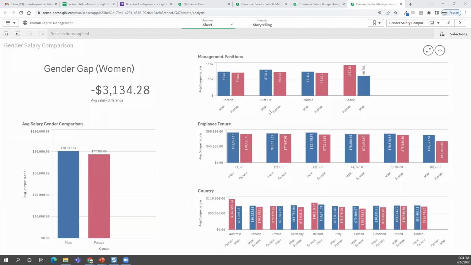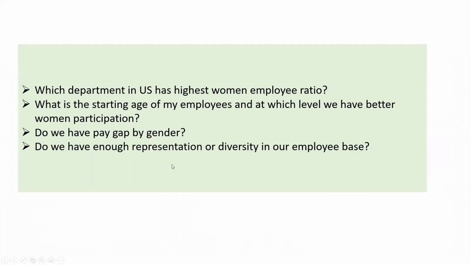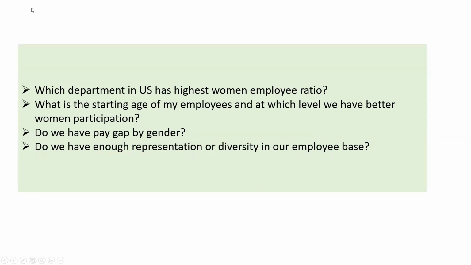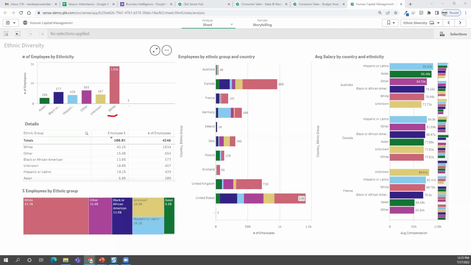Now the last one is, do we have enough representation or diversity in our employee base? Yeah, there is, to some extent. It is more focused on white, which is 43.2%, and beyond that we have other races. It is there, but obviously there is scope for improvement, and it depends on where the company headquarters is and so on. But there is a fair amount of representation or diversity in the employee base, right?